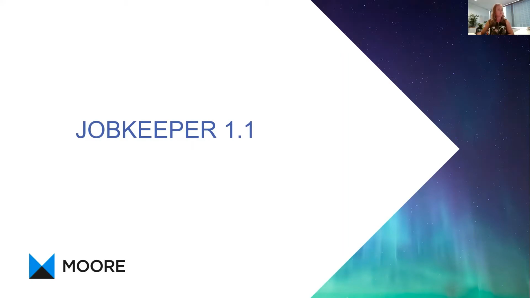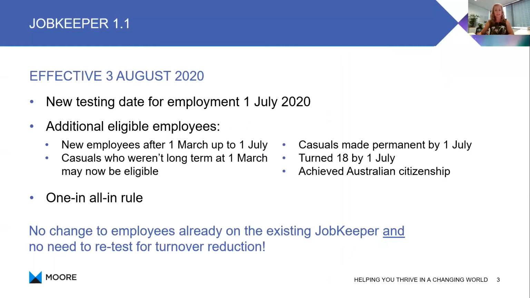Well, JobKeeper 1.1, what they did was they made effective from fortnights from the 3rd of August, they put a new testing date into the rules of 1 July. Okay, what this meant, and this was designed really because we had shut down back in April across the country by and large. A lot of places and states, and we're lucky enough to sit here in Queensland, reopened, and then we had what they're calling a second wave. And so I suspect that's why they brought in the 1 July test date as well into JobKeeper 1.